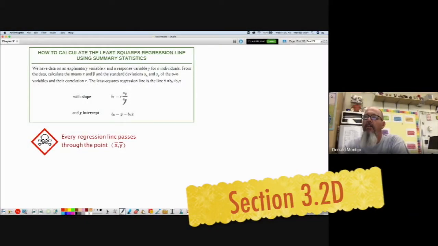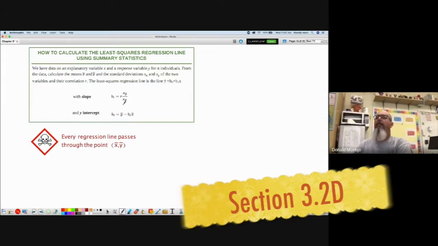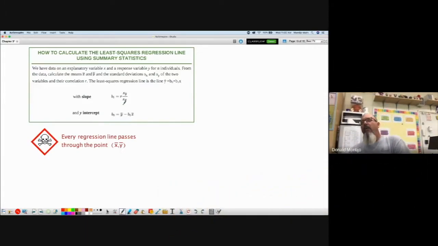All right. Now, this seems kind of out of order to me, but this is how we would calculate the least square regression line by hand.